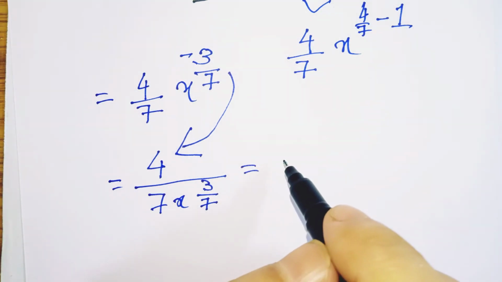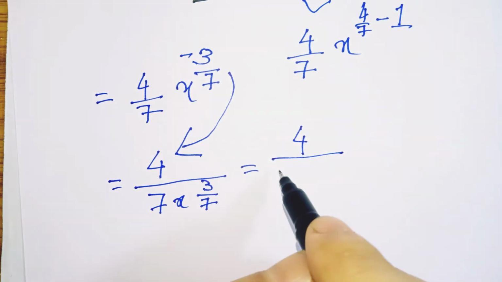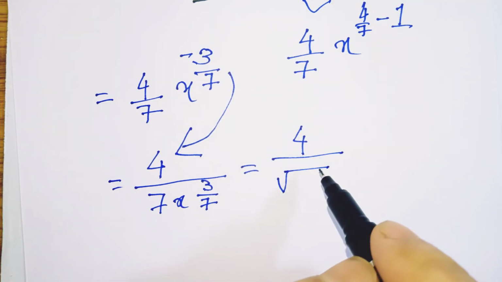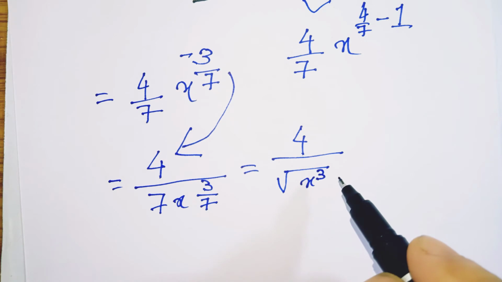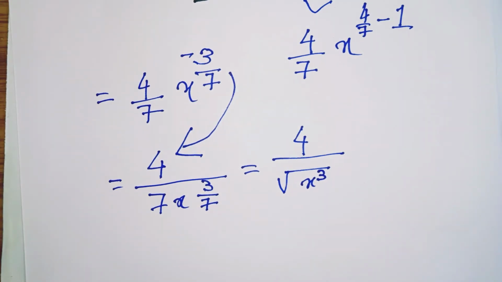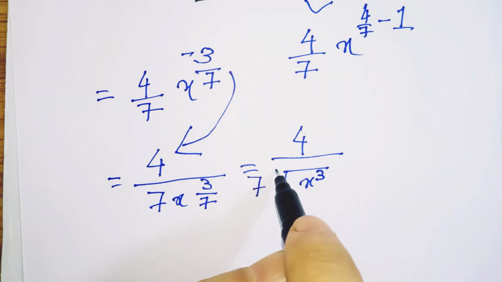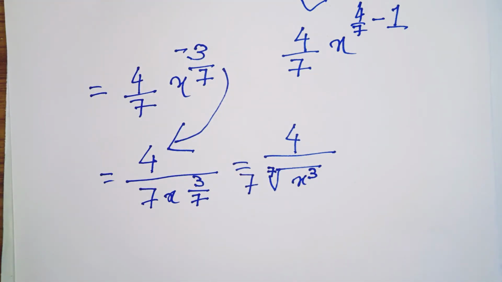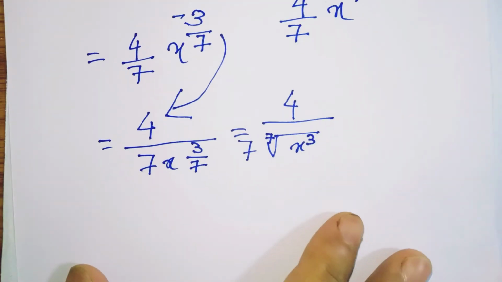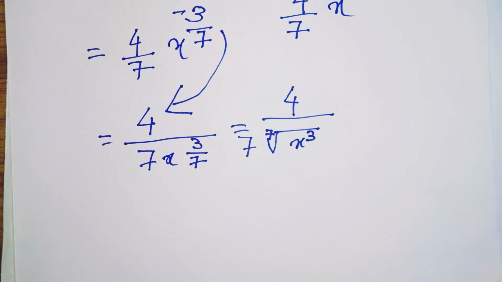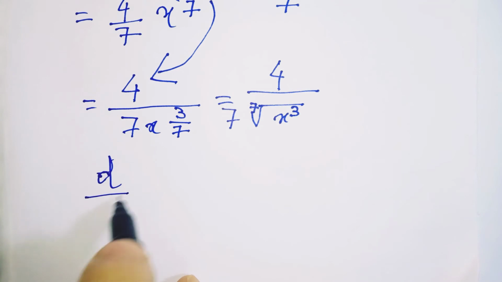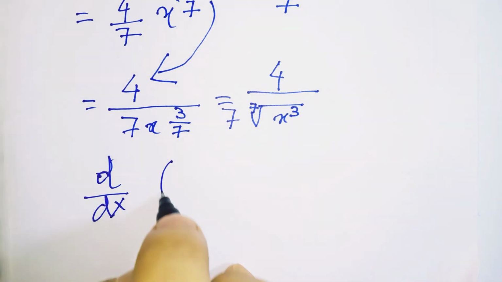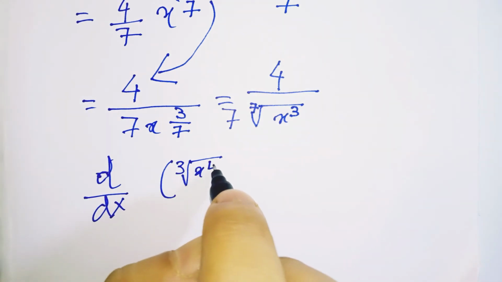And this can be rewritten as 4 over 7, and we put on our root sign, so we get x cubed, and this would be the 7th root over here. With one more example, let me show you over here. For example, this part, d by dx, we are trying to find the third root of x raised to the power 4.